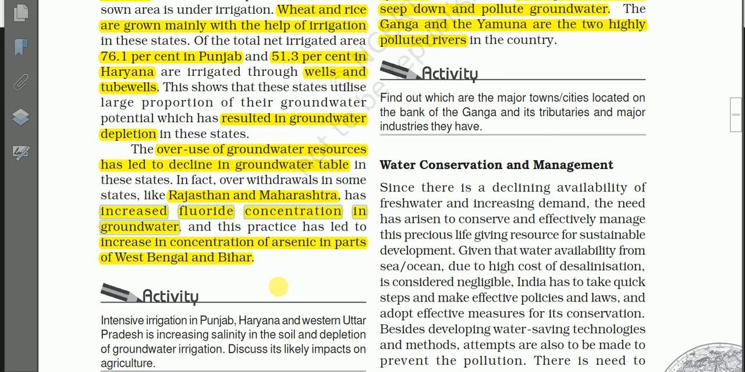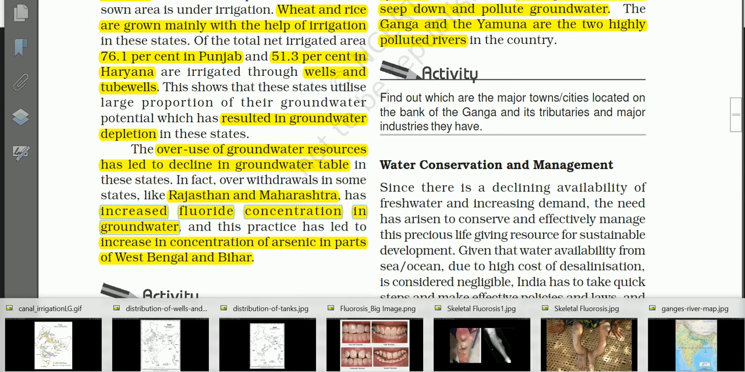This is a matter of serious concern. If we consume excessive fluoride, then it may cause a disease known as fluorosis. Fluorosis affects mainly the teeth and our skeletal system. It affects the bone, and this is a very dangerous disease. So let us see some photographs. See here.